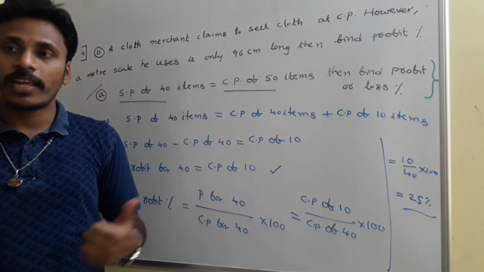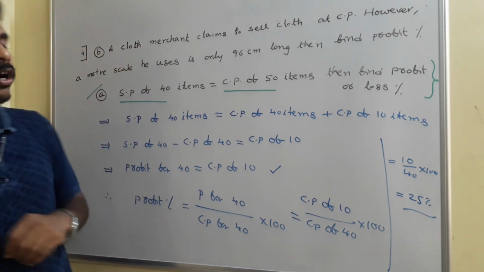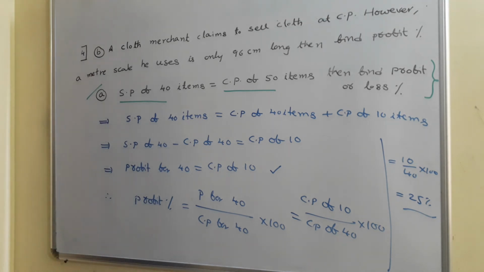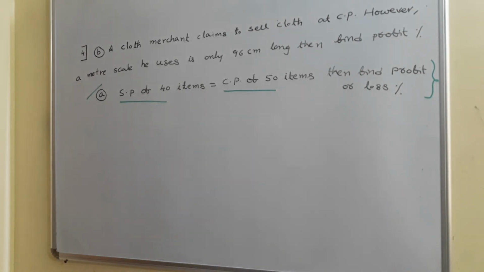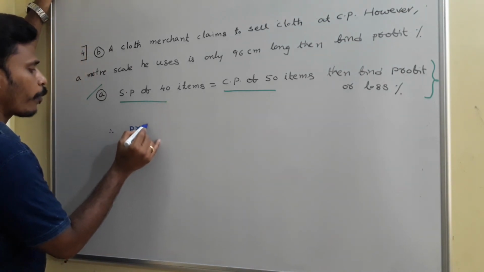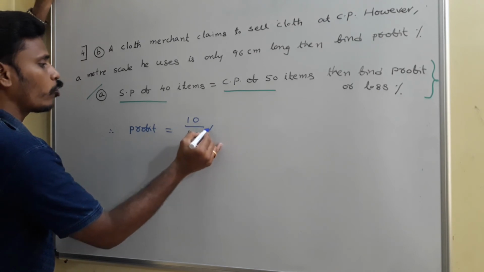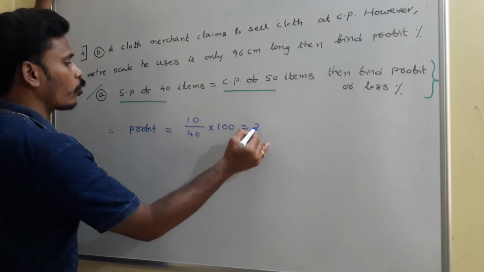Is it right? Just have a look, and based on the same procedure, now there is a chance to solve for B again. Okay? You just look there. From this process, at the end, I have profit is equals to 10 by 40 into 100, and that is equals to 25%.